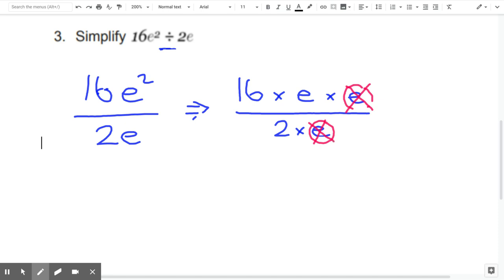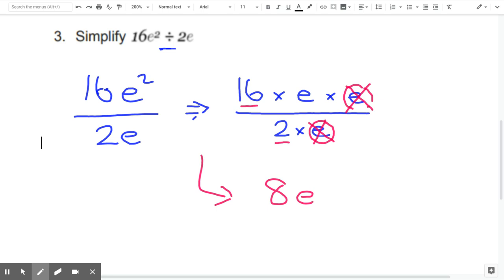And what we then can do is see that there's no more e terms within that fraction essentially there. And so we don't take the e any further. But then what we do have is 16 divided by 2, which is obviously 8. And so that then allows us to simplify the equation down now to 8e, because 16 divided by 2 being 8, left with just the e on top.